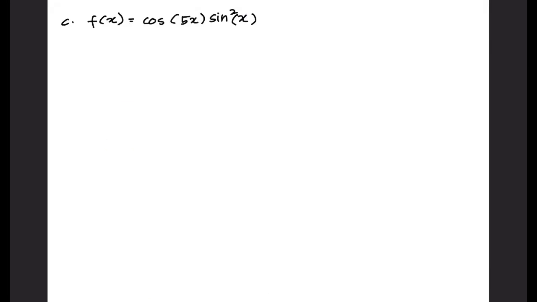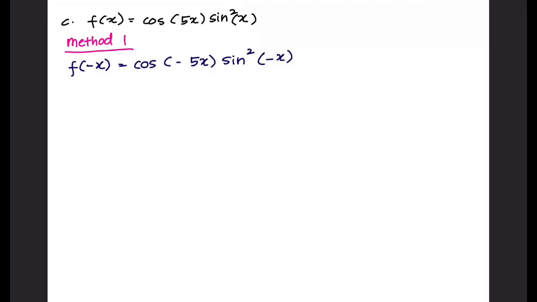Okay, for question C, you can solve by using two methods. Let's try to solve by using the first method. Substitute negative x. Cos of negative x equals cos of positive x, so cos of negative 5x equals cos of positive 5x.